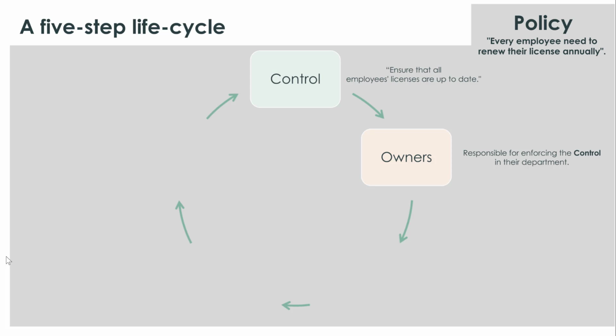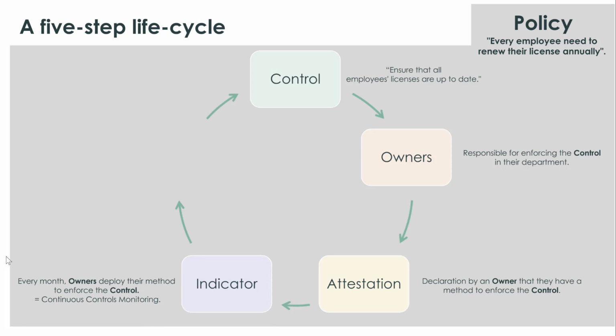And they have to implement the control so that they can then attest to the fact, right? They have to declare, I have put this control in place. I'm attesting to the fact that it's implemented and we're good to go. Then from a continuous monitoring perspective, in this use case of every employee needing to have their licenses up to date, the method that they put in place was that they're going to track it in some manner, in some system. So then from a continuous controls monitoring perspective, that owner needs to go execute within that method, right?